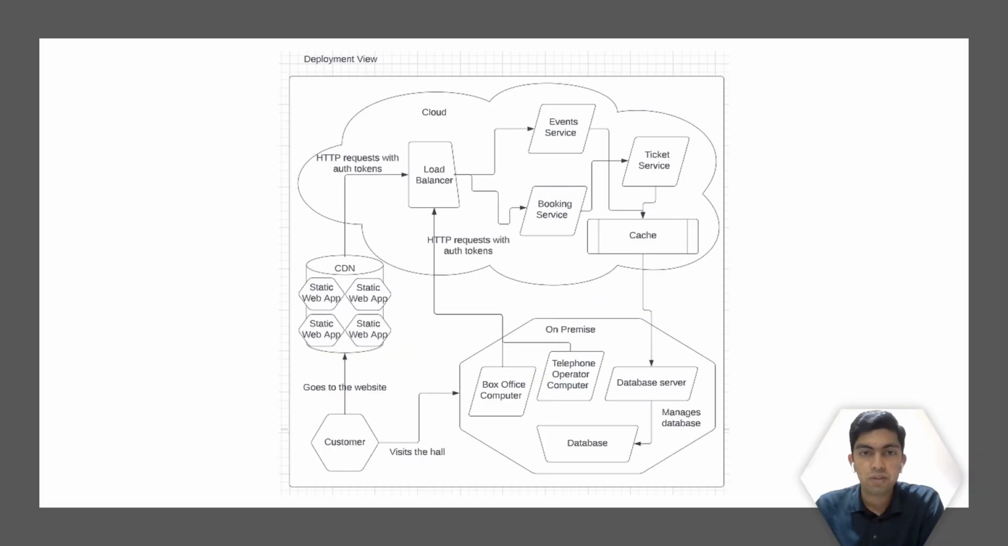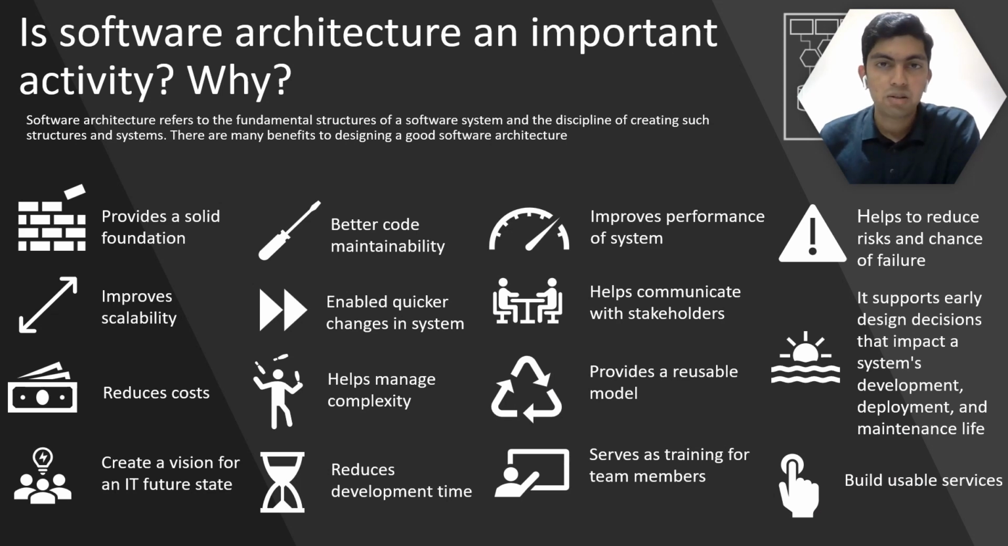In the deployment view, you can see how the web apps interact with all the services in the cloud, such as the event service, the booking service and the ticket service. The load balancer is used to ensure that the jobs are spread evenly across the different servers, and the cache can be used to improve the performance of the system, and how they interact with the different components on premises. Now let's take a look at some of the benefits of software architecture.